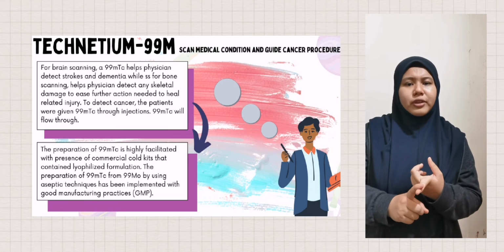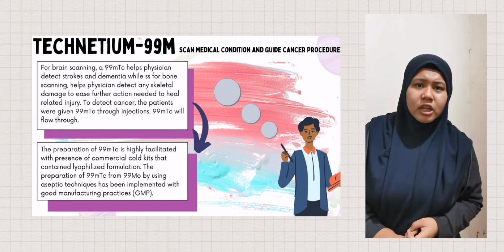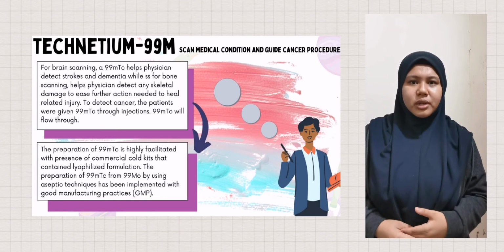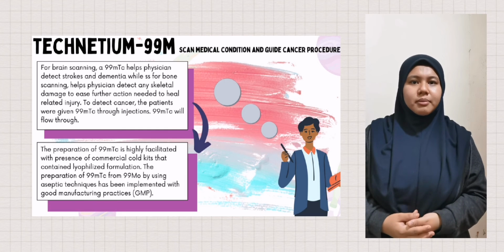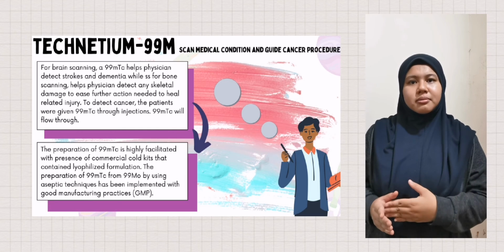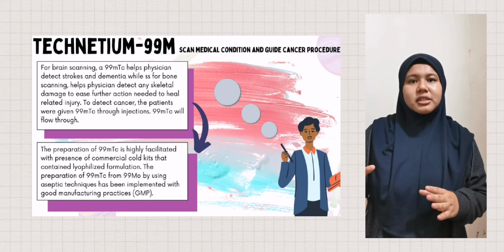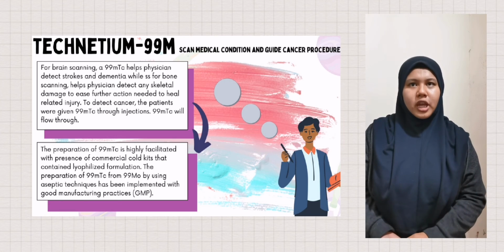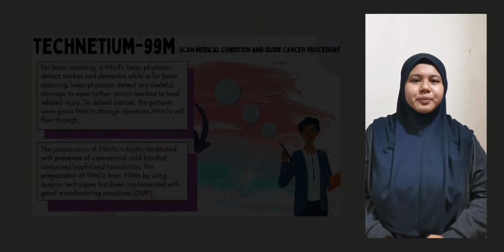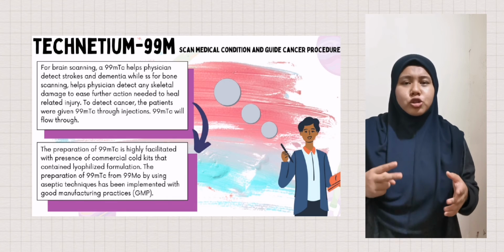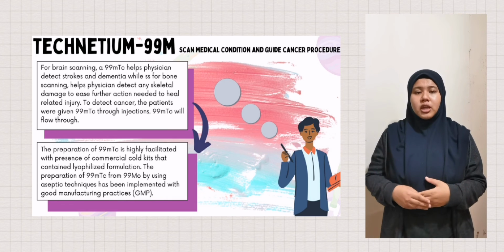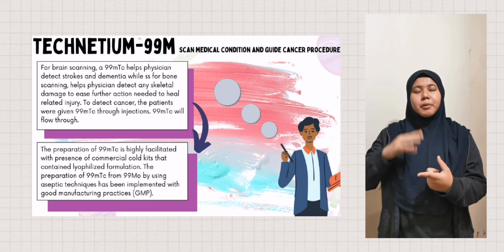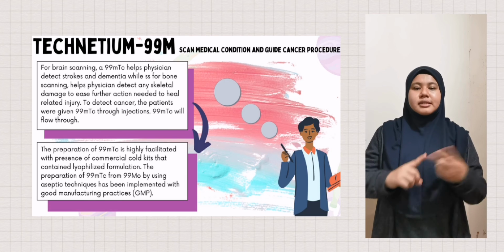The preparation of technetium-99m is highly facilitated by the presence of commercial cold kits that contain a lyophilized formulation. The preparation of technetium-99m from molybdenum-99 by using aseptic techniques has been implemented with good manufacturing practice by the European Economic Community in 1997. There are two types of technetium being used in hospitals. One is prepared as a kit, and one is prepared instantly.